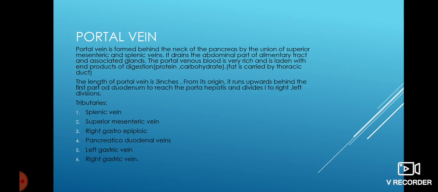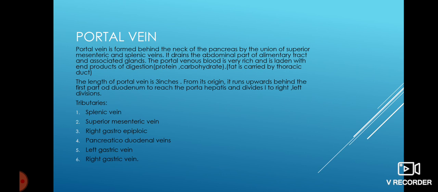Next vein is the portal vein. Portal vein we are very familiar with, because we studied this portal vein in the liver while studying the gastrointestinal tract, as a relation of the duodenum as well as pancreas. Portal vein is formed behind the neck of the pancreas by the union of superior mesenteric vein and splenic vein. It drains the abdominal part of the alimentary tract and associated glands.